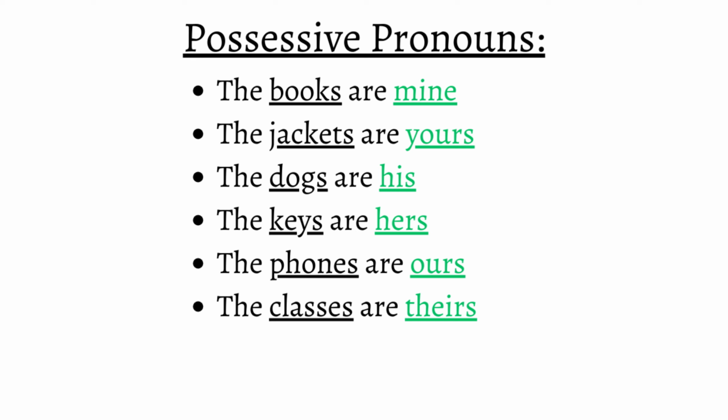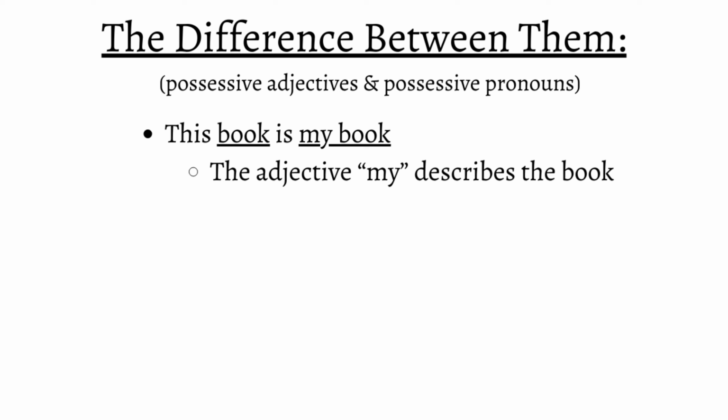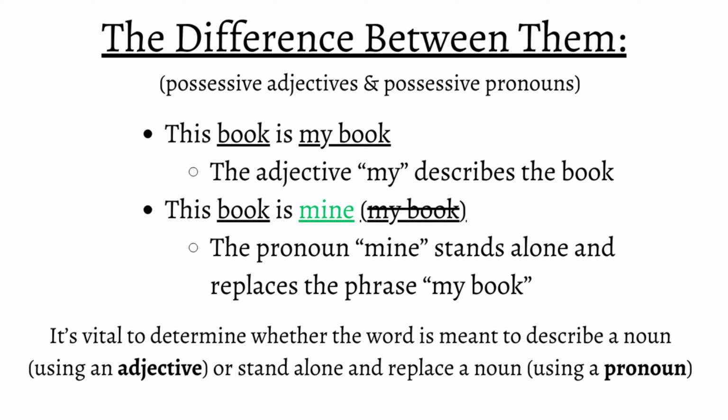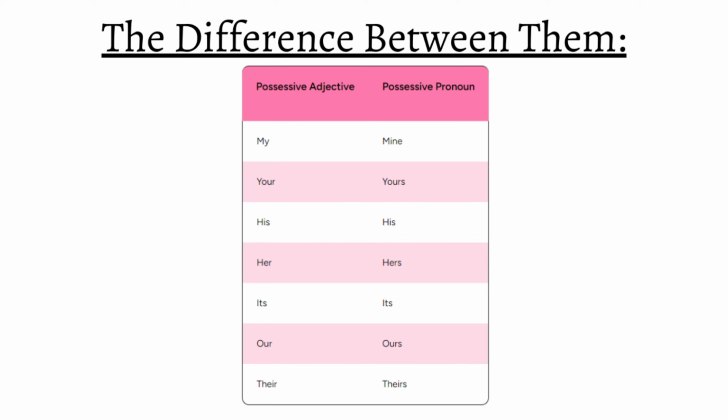While possessive pronouns can be simple, people relatively confuse them with possessive adjectives. Primarily, they seem interchangeable, but their purposes are distinct. For instance, in the phrase, this book is my book, the adjective my describes the book. My book. But in the phrase, this book is mine, the pronoun mine stands alone and replaces the phrase my book. This is the purpose of adjectives and pronouns. It's vital to determine whether the word is meant to describe a noun using an adjective or stand alone and replace a noun using a pronoun. The best way to remember them is by using this chart.